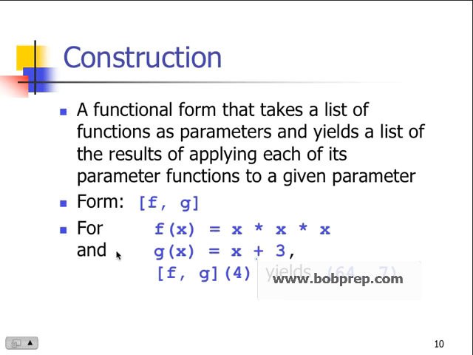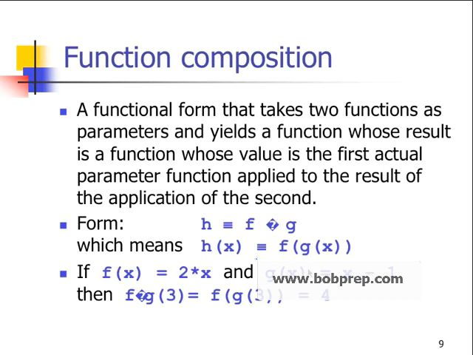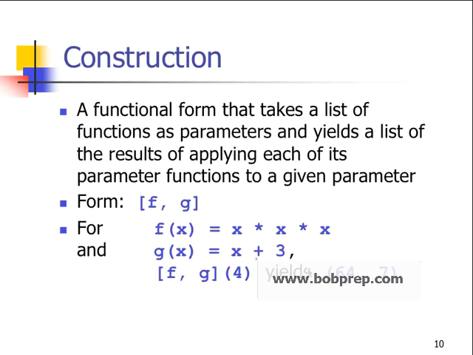So here we have the form f and g that are part of the function call. And then f is x times x times x, g is x plus 3. This is the second form of the function, by the way. So we have the function composition as the main form, then we have the construction where we're going to yield. If we put 4 in here, 4 is going to be applied to the f, and then 4 is going to be applied to the g.